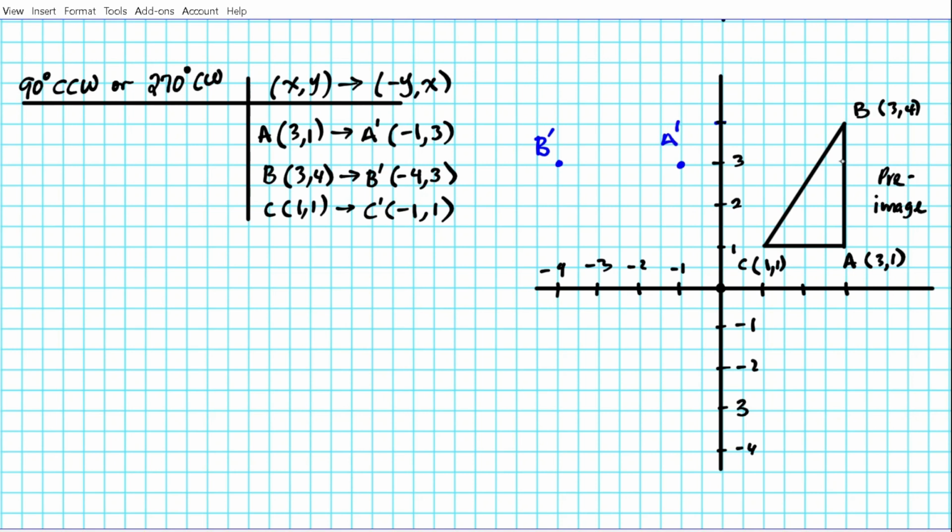Because this line right here going up and down, this vertical line is going to become horizontal if you rotate it 90 degrees, okay? All right, C is negative 1, negative 1, 1. So negative 1, 1 right here. Bam, so that's C prime.